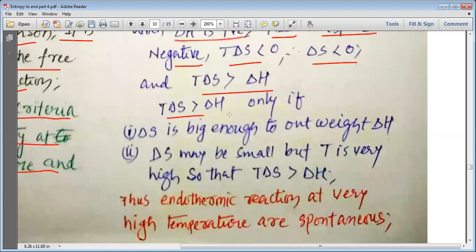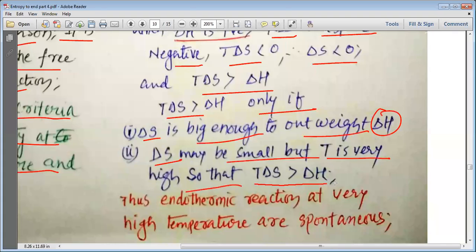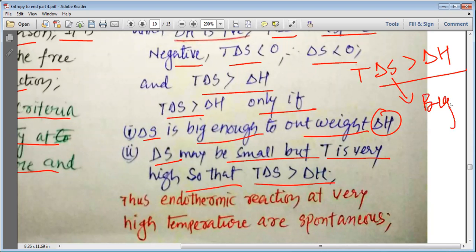T delta S can be greater than delta H when delta S, the change in entropy, is big enough to outweigh the delta H, or delta S may be small but T is very high, so that T delta S can be greater than delta H. So my dear students, for T delta S to be greater than delta H, for a spontaneous reaction, delta S must be big, so there must be a huge increase in the entropy, or the temperature must be high.